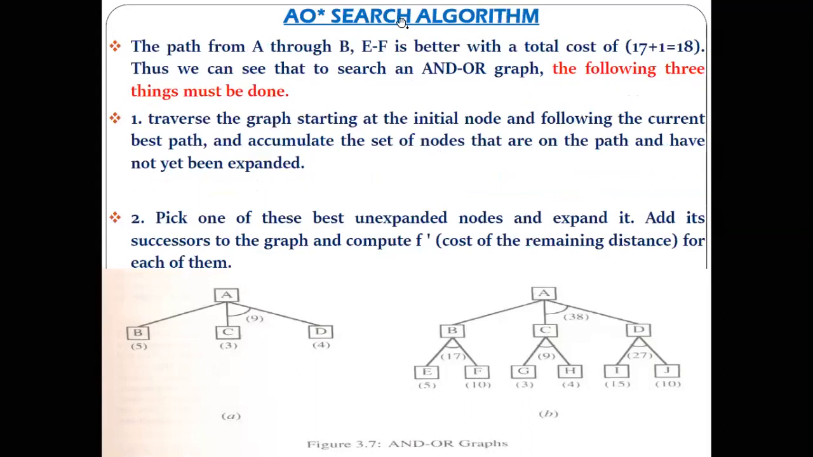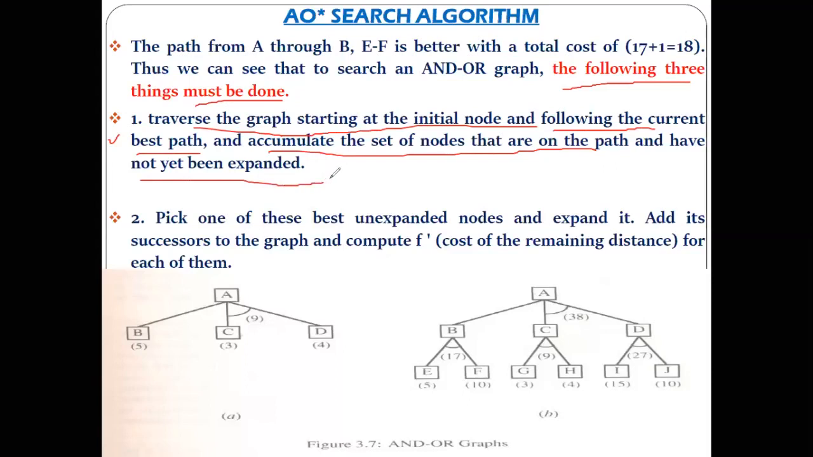Now let's see how we are going to apply the AO star search algorithm to solve a certain problem. To solve the problem using AO star, there are three important steps we must follow. Keep these in mind. First, traverse the graph starting at the initial node, following the current best path, and gather the set of nodes on the path that have not yet been expanded. Simply, you start from the initial node, see which is the best path to reach the solution, and go on expanding that path.